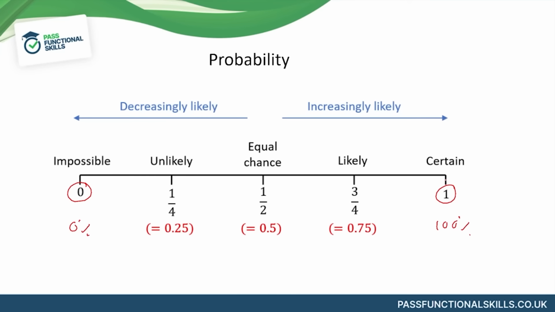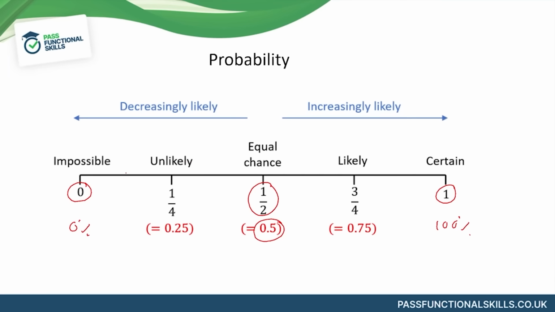Now, if something is equal chance, so let's say you're tossing a coin in the air, what is the probability of it landing on heads? Well, let's assume it's a fair coin. Well, that is a 50-50. It's equally likely to land on a head or not a head, in other words, a tail. So that has a probability of 1/2, and as a decimal, that is 0.5.